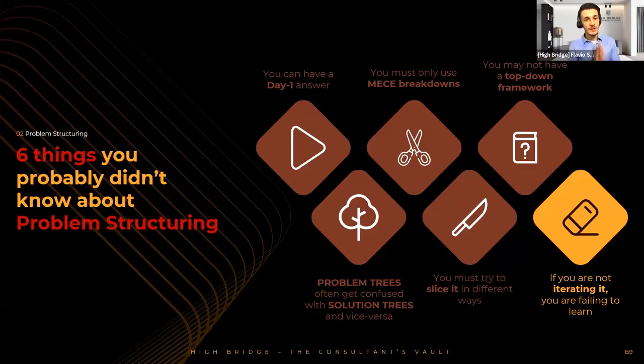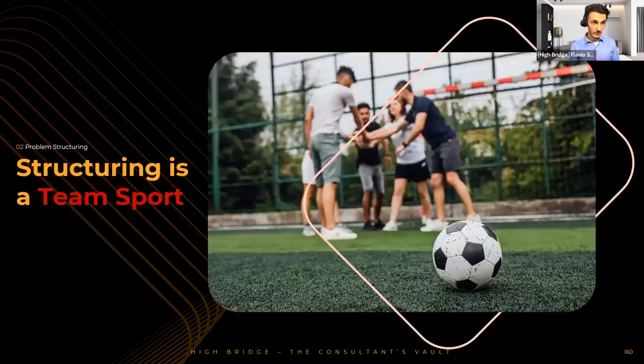Okay, so if you are not iterating, you're failing to learn, right? We always have to go back to the whiteboard. And it's a team sport. Don't try to be a hero and come up with the answer for complex problems all by yourself.